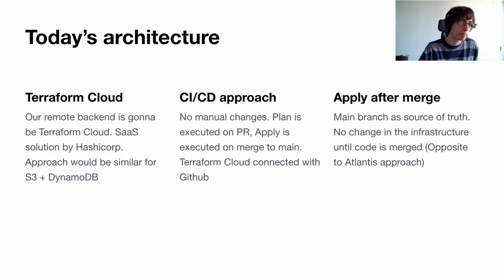Let me go a bit around the architecture that I'm going to be using for this presentation. We are using Terraform Cloud as our remote backend. Terraform Cloud is a solution by HashiCorp in order to have your state there, and it provides some interesting features like queuing in the applies and a bunch of interesting things that we love and use here in Glovo. The approach would be similar if you were using S3 with DynamoDB for the logs or something like that. So everything will apply to you as well, even if you're not using Terraform Cloud as the backend.